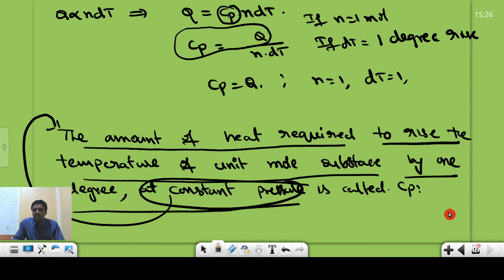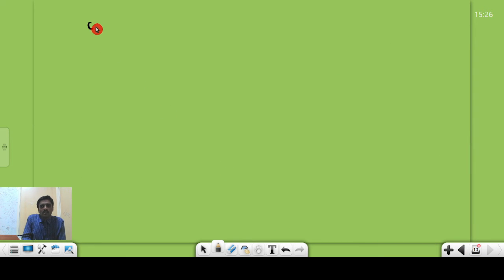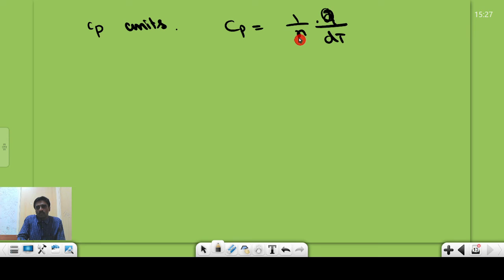Now I hope you understand what the units for Cp are. Let me go to the units for Cp. Let me take the formula for Cp: Cp is equal to 1 by n into Q divided by ΔT. Now what are the units for n? n is in moles. What are the units for Q? Q is in joules. What are the units for ΔT? It is the temperature difference, in Kelvin.